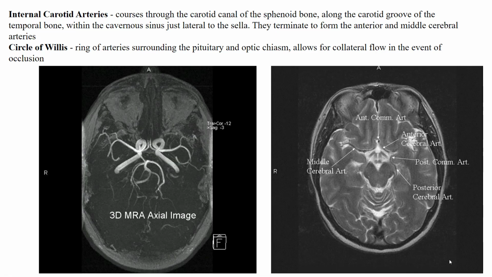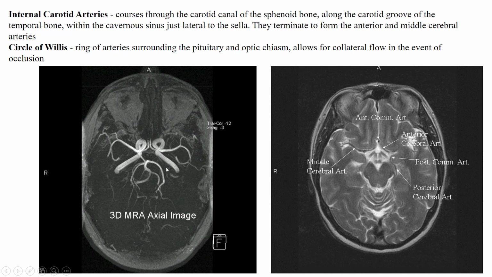So some wording to help you with the internal carotid arteries. They course through the carotid canal of the sphenoid bone, along the carotid groove of the temporal bone, and within the cavernous sinus. Remember, that sits just on either side of the sella and the pituitary gland. They terminate to form the anterior and the middle cerebral arteries. So anterior and middle cerebral arteries. And then the circle of Willis is the ring of arteries that's surrounding the pituitary and optic chiasm, allows for collateral flow in the event of an occlusion.